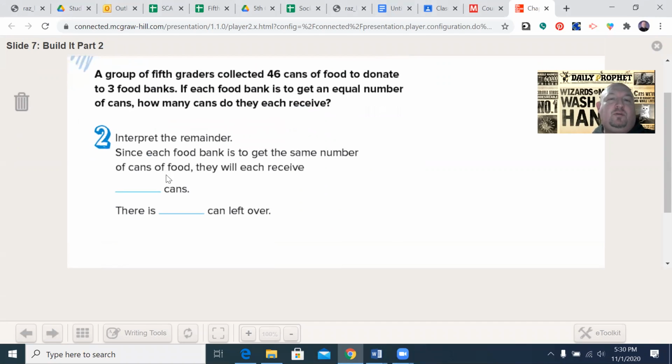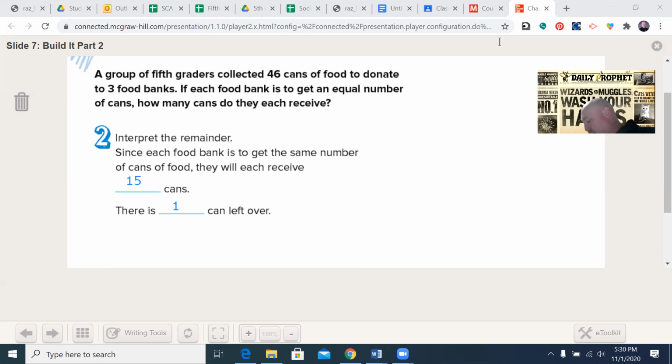Step 2 on your page, interpret the remainder. So this is where we're going to start figuring out what we are going to do when it's a story problem. This really won't apply a great deal to the standard algorithm, but story problems do require this. Since each food bank is to get the same number of cans, they will each receive 15 cans. And there's 1 can left over. What are we going to do with it? Depends on what it is. If it's something good, maybe eat it. Or you just give one an extra can, and that's going to be kind of up to you on what you decide to do. All right, so make sure you write that in.